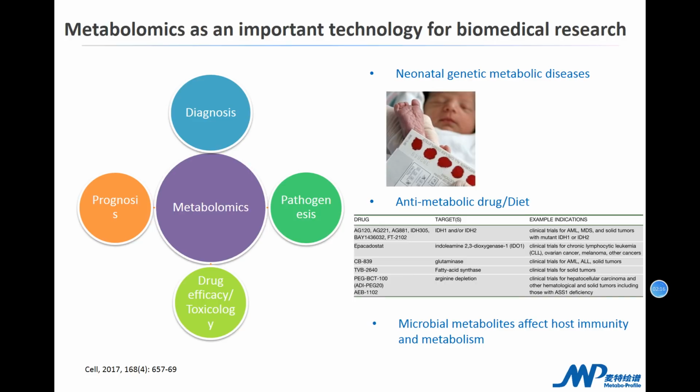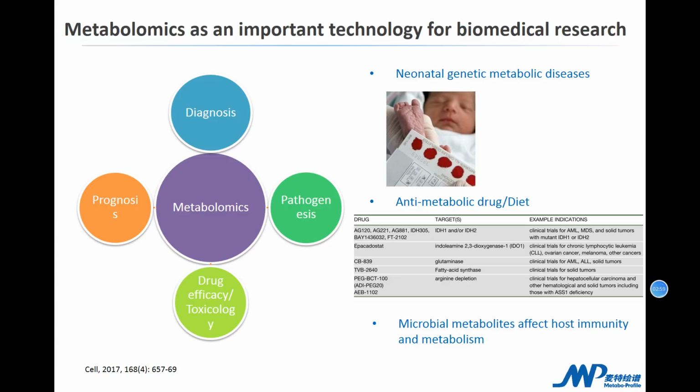Now, metabolomics is widely used in many fields of biomedicine. It is used for disease diagnosis, prognosis, drug efficiency and toxicity evaluation, and pathological mechanism study as well. The typical clinical application is neonatal genetic metabolic disease screening using dried blood spots. By detecting amino acids, organic acids, and carnitines, one can screen hundreds of neonatal diseases at one time.